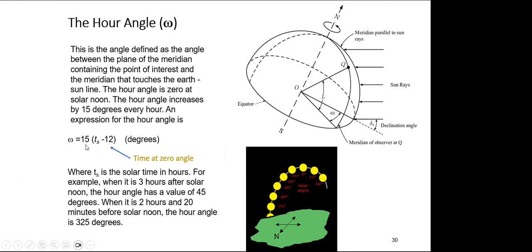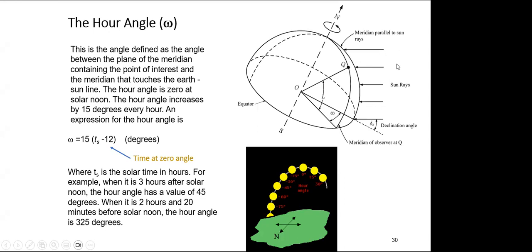The 15 minutes is there. Then it is 12 noon, which is the standard time. Then we can find how much angle comes from noon. So noon we call zero. Then after noon, how much it varies, that angle we define by omega.